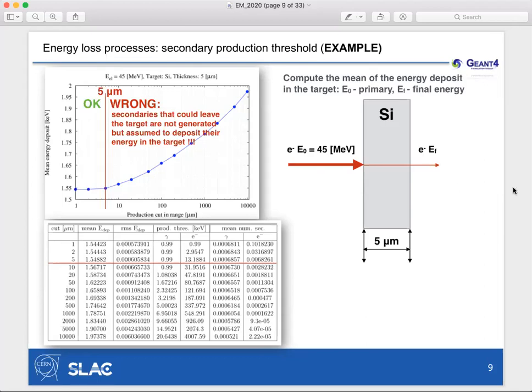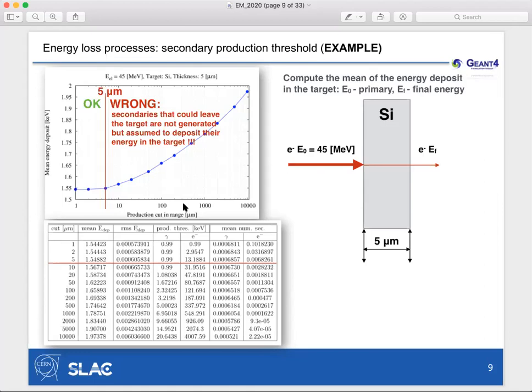So you can see here on the right our very simple simulation setup. It's a very thin target, 5 micron silicon, that we hit with 45 MeV electrons. And what we are recording during the simulation is a mean energy deposit. And this mean energy deposit is plotted on the left side of the plot as a function of the secondary production threshold.